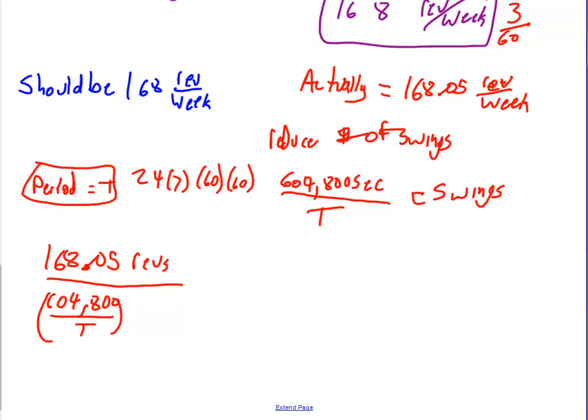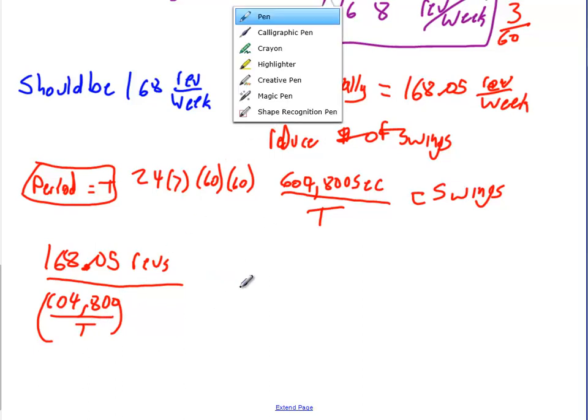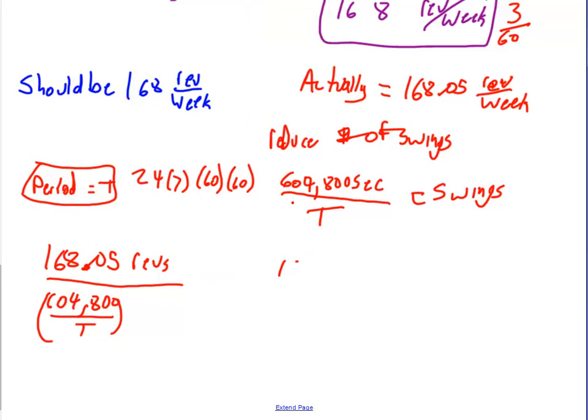I don't want that many revolutions. What I want is 168 revolutions. Okay? I want 168 revolutions to happen per week. Now, a week is still 604,800 seconds, but I need a new period, so I'm going to call it T prime. Prime is a little apostrophe.